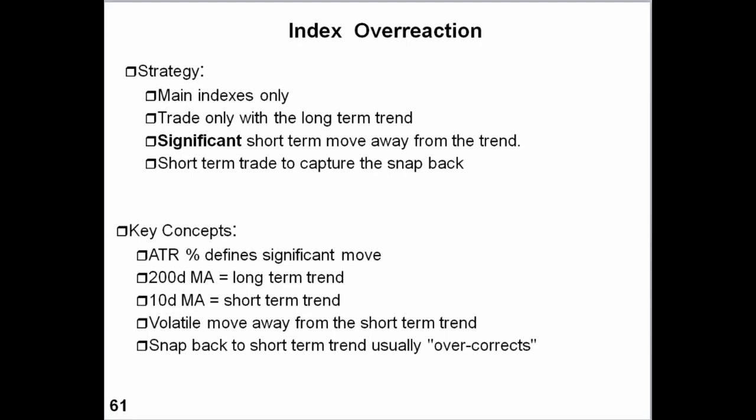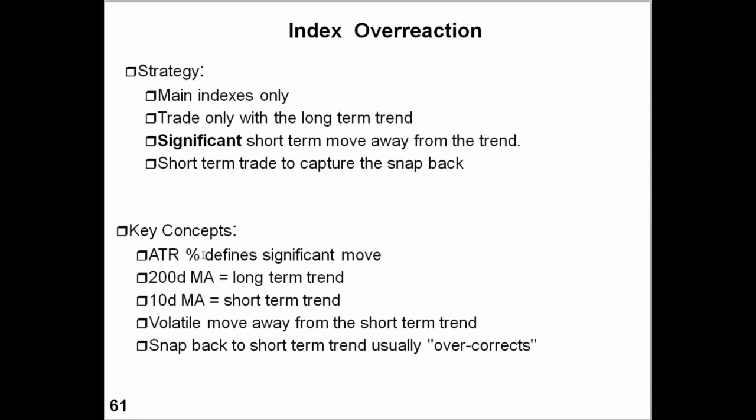It requires a significant short-term move away from the primary trend, and we're going to define significant in a precise way to capture the idea that it overreacted against the trend and that the primary trend is going to pull price back towards it. And so we're going to establish a short-term trade to capture that snap back to the primary trend. To implement this system, we've got to define some concepts.